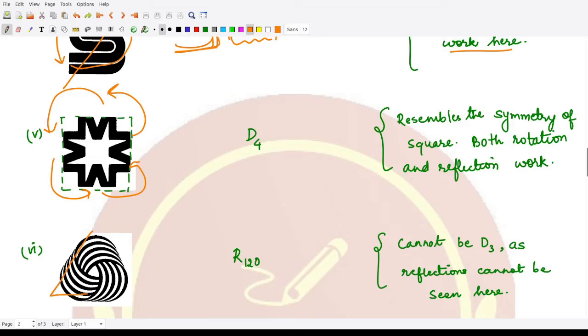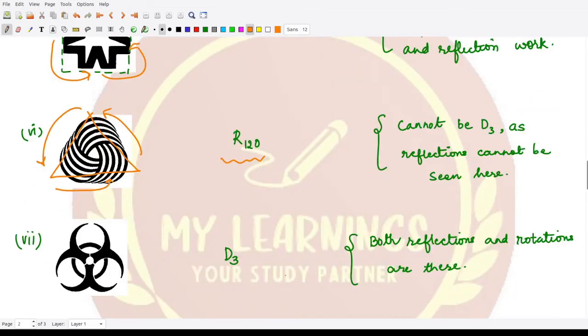You see this forms a kind of triangle, hence we can rotate it by 120 degrees, 120 degrees, 120 degrees, and it would give you the same result. Hence we have a cyclic group of rotation by 120 degrees. What about the seventh logo?